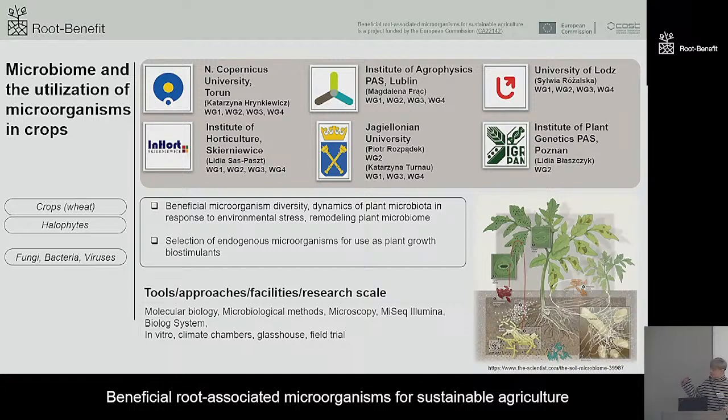The research presented in this slide addresses the interest of all working groups, and in addition to molecular biology, in vitro, climate chamber and glasshouse, they also use field trials, conducted at field scales.